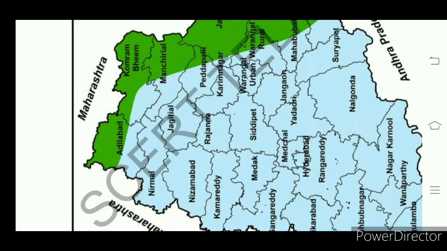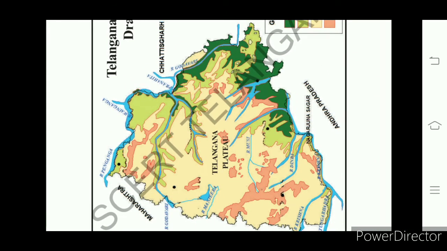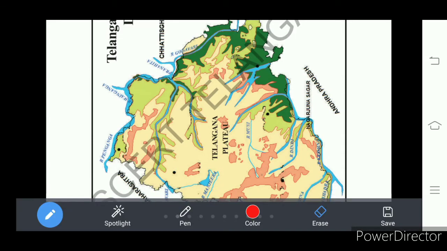Look at this. What do you see here? You find different colors here, right? Let me show you. Here a blue color is shown, that is the river Godavari flowing like this. And here a thick green color is shown, that is forest area, right? And here red color is shown, here yellow. So different colors are used in the maps.